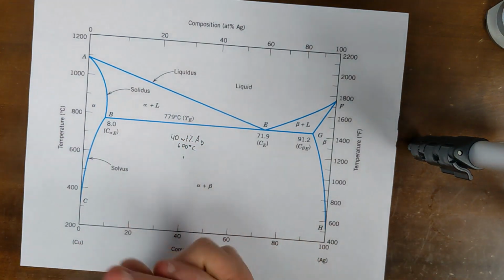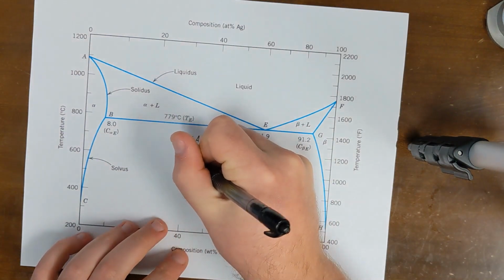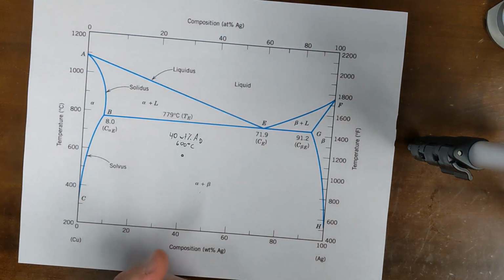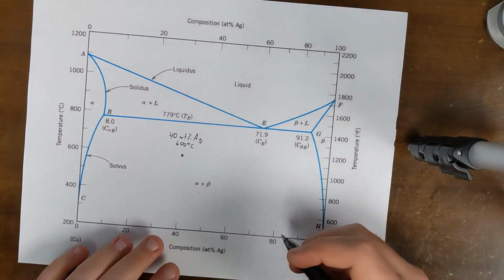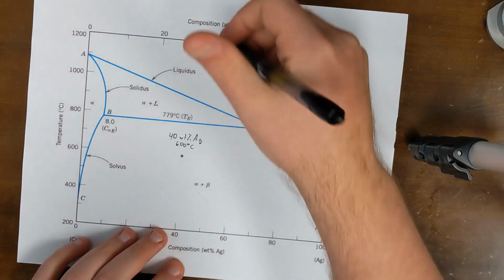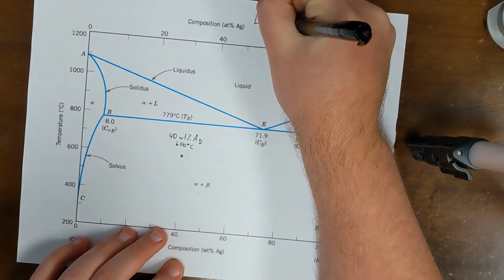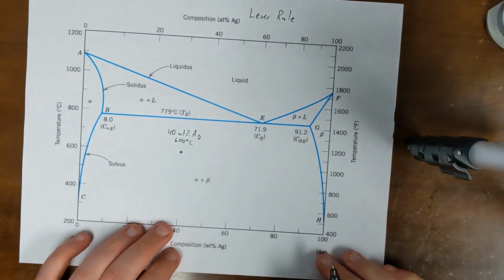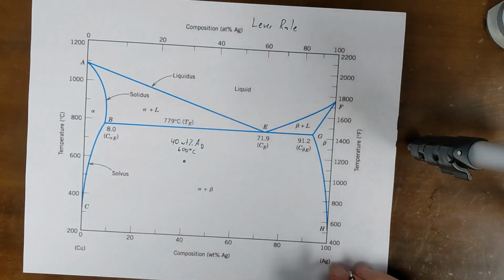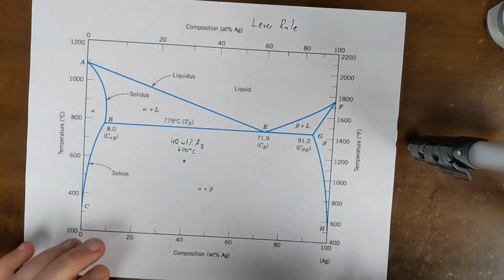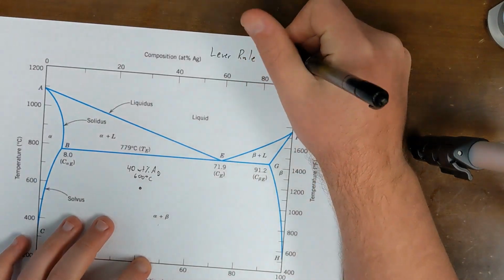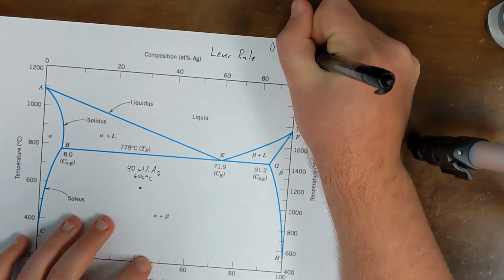We know this alloy's microstructure should consist of alpha plus beta, but we don't know how much of each is present. To solve that, we have to use the lever rule. So I'll just write it up here. The lever rule gives us fractional amounts of each of our two phases. The first step of the lever rule, I'll put step one up here, is we need a tie line.